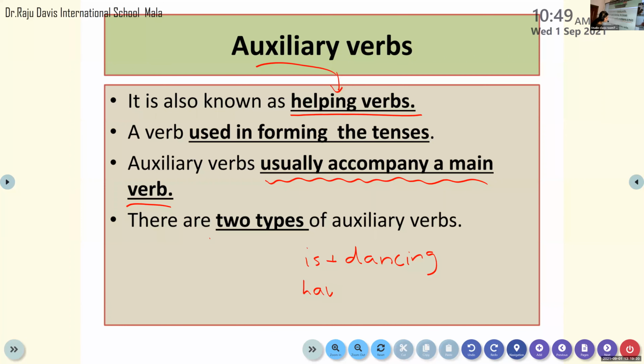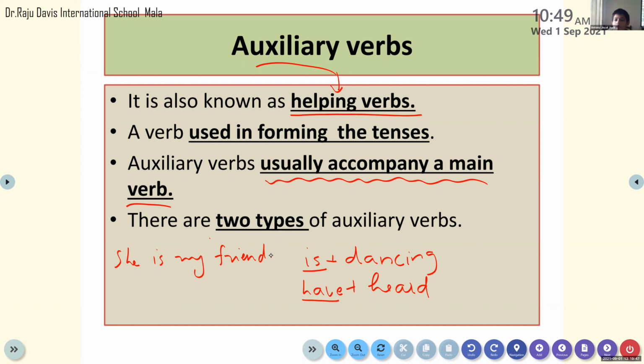Have plus heard. Right? So usually these auxiliary verbs, it is normally not every time. She is my best friend. Okay, she is my friend. Here, is an auxiliary verb or a main verb in use? She is my friend. Tell me whether is is used as a main verb or an auxiliary verb.